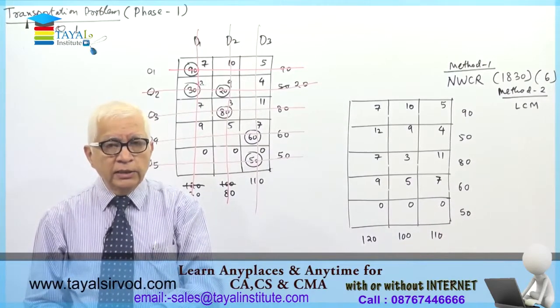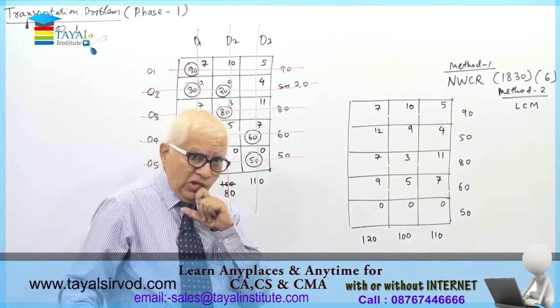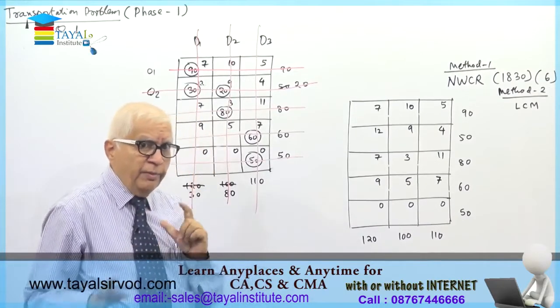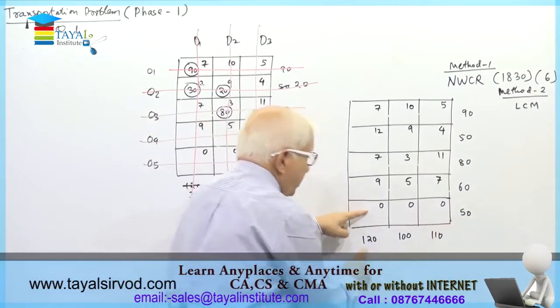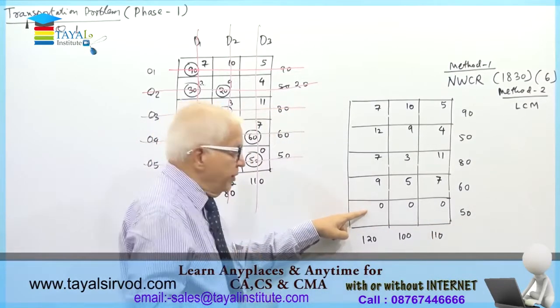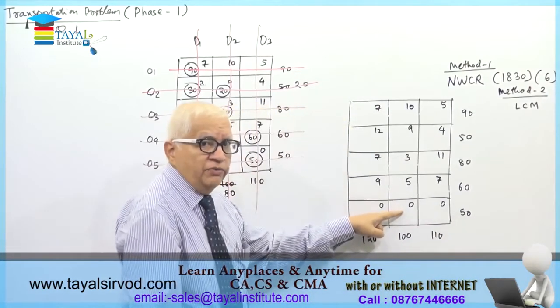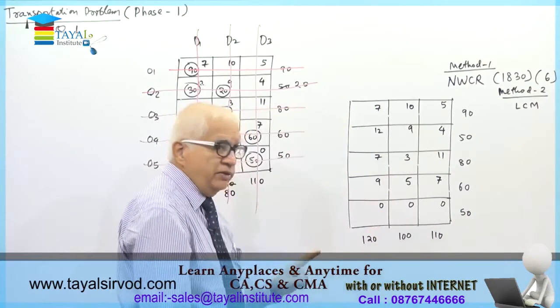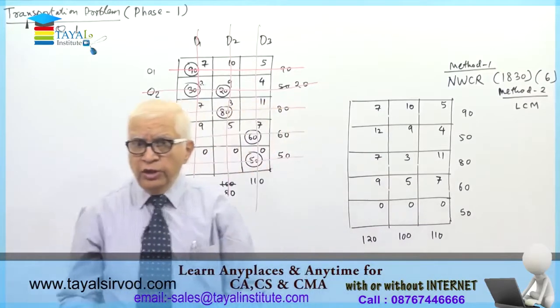Now see, there is one shortcut which can be useful sometimes. Find out what is the difference between demand and supply. Okay, if I make allocation here, 50 and 120, the difference between demand and supply is 70. Next, 50 and 100, the difference between demand and supply is 50. Here the difference between demand and supply is 70, here it is 50, and here it is 60. Choose the lowest of them.